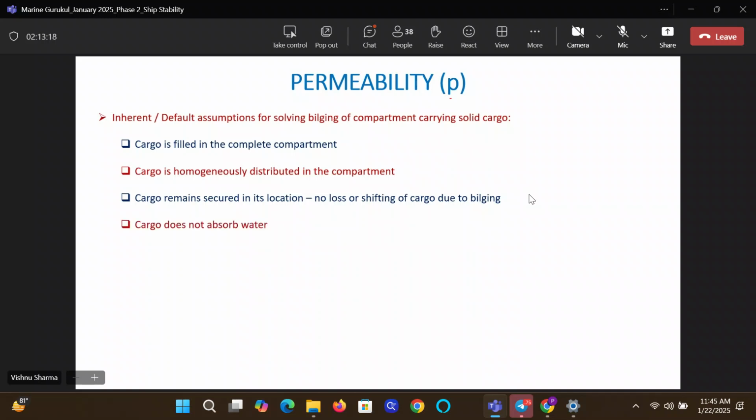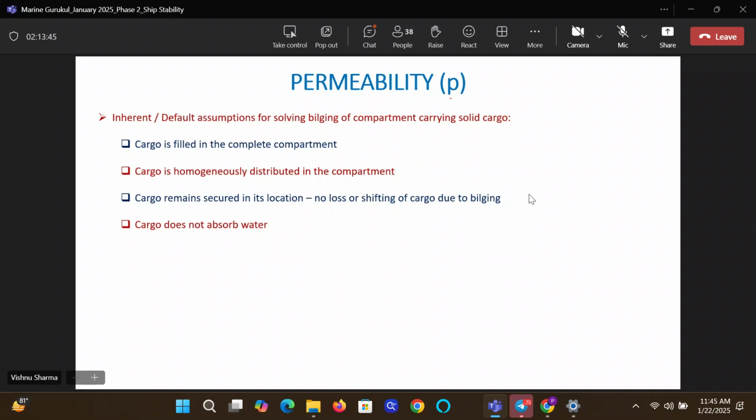Cargo does not absorb water. Have you understood that these will be the unsaid assumptions under which we'll be working, and they make sense automatically, because if you start adding these, then you have to provide more and more and more details to the person. Correct, beta? Clear, guys? Clear, class? Yes, sir.